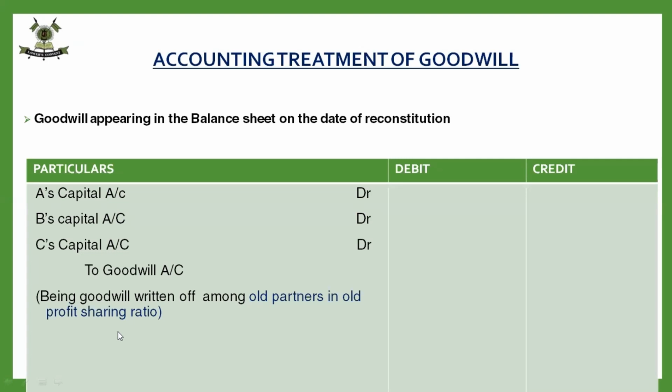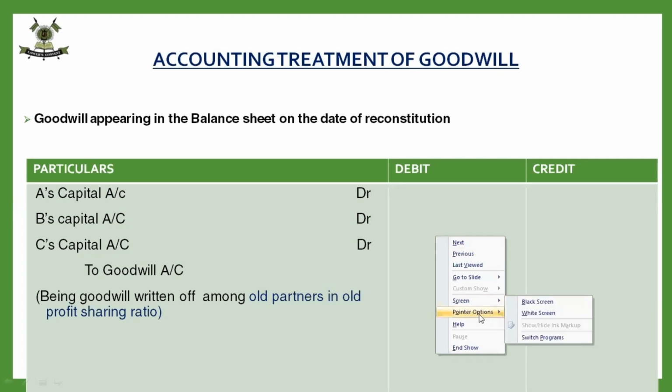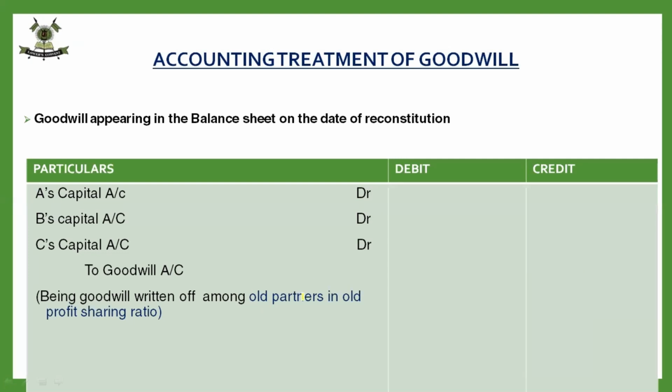Now, which item has to be distributed in which profit sharing ratio, this has to be remembered very carefully, children. So, goodwill appearing in the balance sheet is to be written off amongst the old partners in old profit sharing ratio. A, B, and C, whosoever, I'm just taking an example. There are three partners. There might be two, four partners. There can be any number of partners. So it will be distributed amongst all partners in old profit sharing ratio.